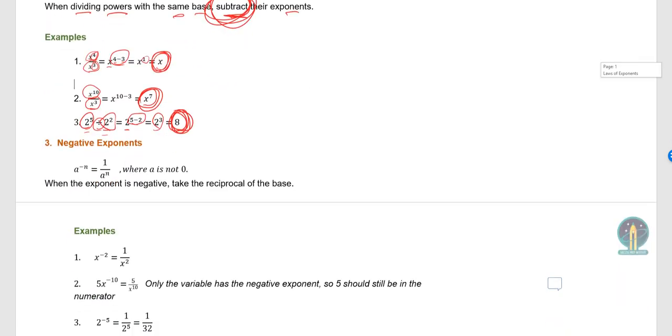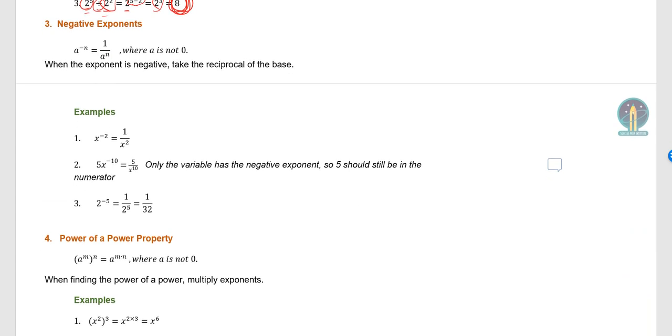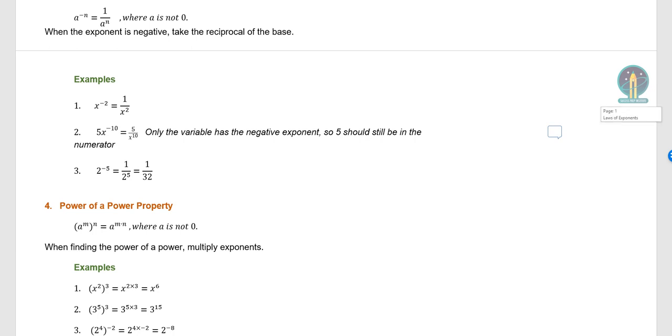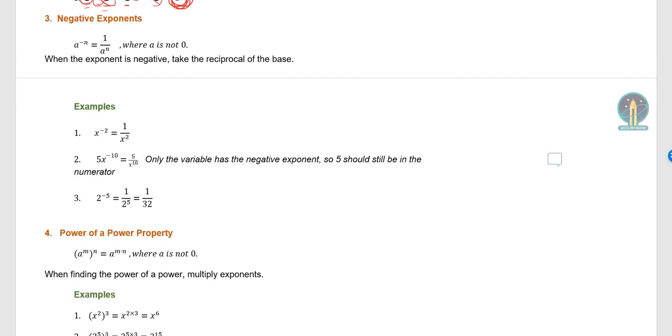Okay, the next law is the law of negative exponents. The goal is to really learn what to do with negative exponents. What do they mean for your expression? So let's say you had something like a to the minus n, where a, again, is not equal to 0. The base cannot be equal to 0.